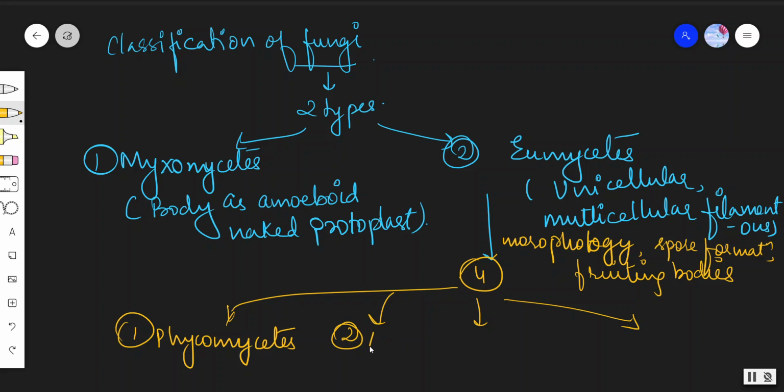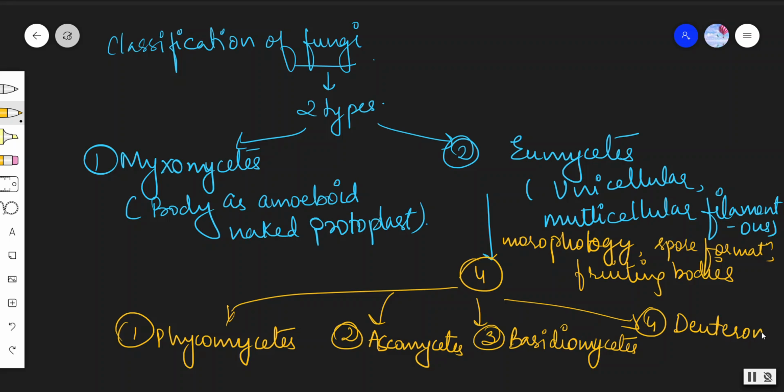Second one is Ascomycetes, which includes Aspergillus, Claviceps, Neurospora, yeast. Number third is Basidiomycetes, which includes Agaricus, Ustilago, and Puccinia, which form basidiospores. That's why this is known as Basidiomycetes. Last but not the least is Deuteromycetes. We are going to discuss these four in detail now.